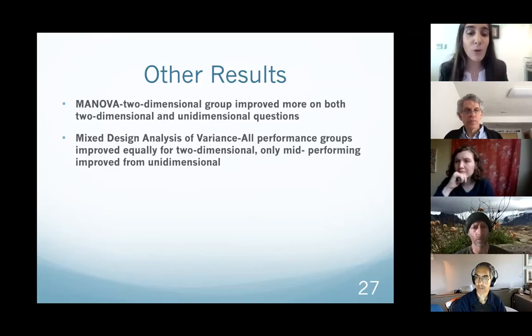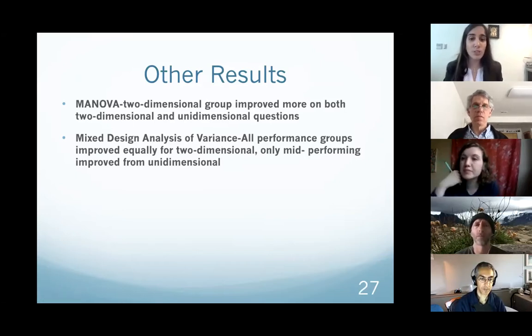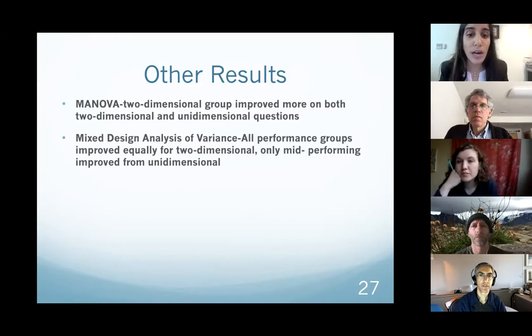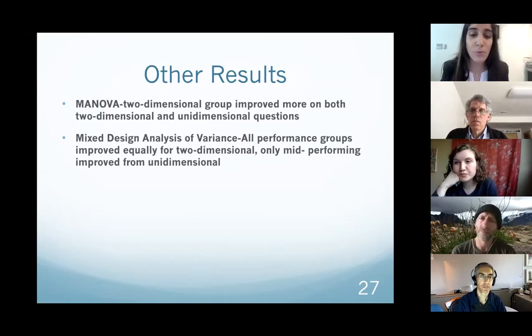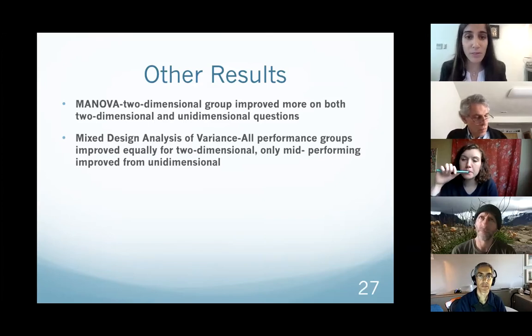And for the two-dimensional number line, all performance groups improved equally from pre-test to post-test. So the two-dimensional number line was helpful for all performance groups. Though for the unidimensional number line, only the mid-performing groups improved from pre-test to post-test. There was not really any significant improvement for low-performing and for high-performing.